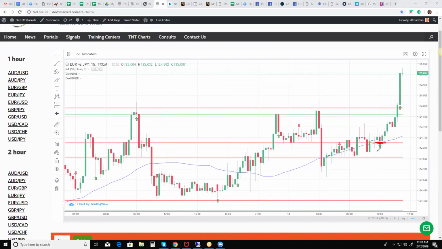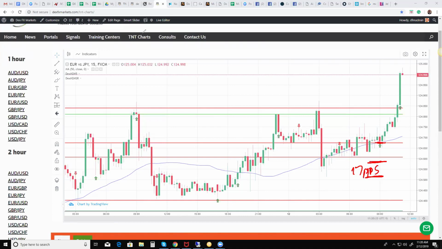Okay, there's ATM. I'd probably even come back down in here. And this would give me a pretty big stop loss in here. It's a 67 to 50, so 17 pips.